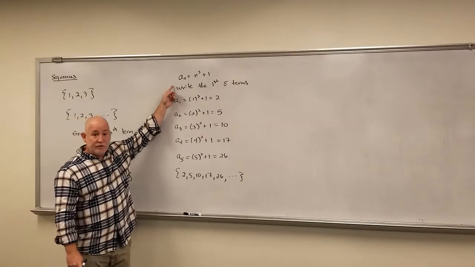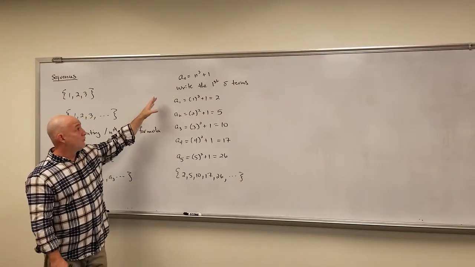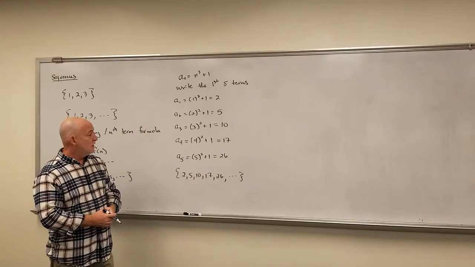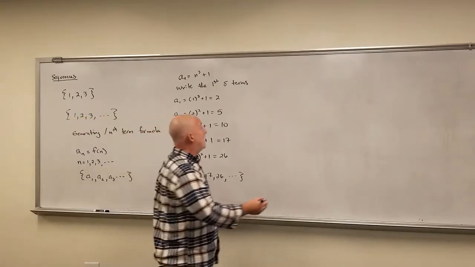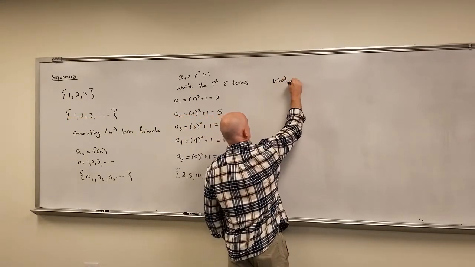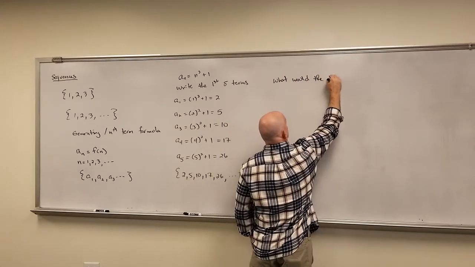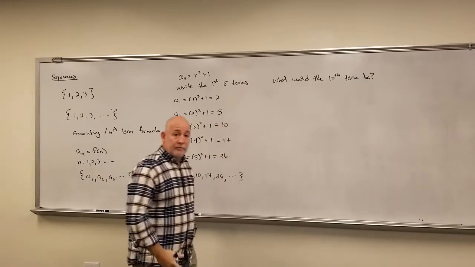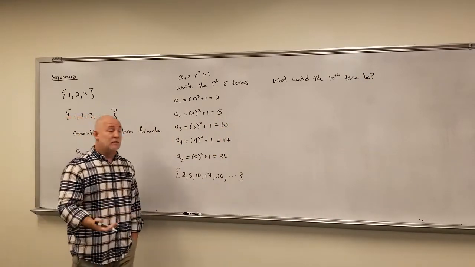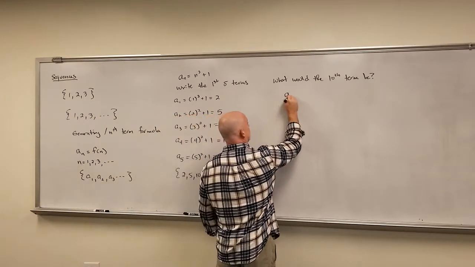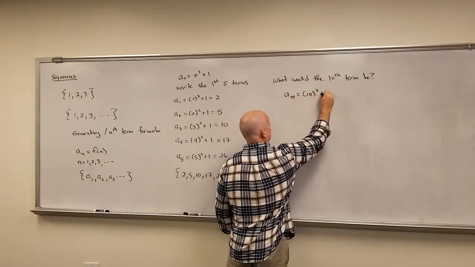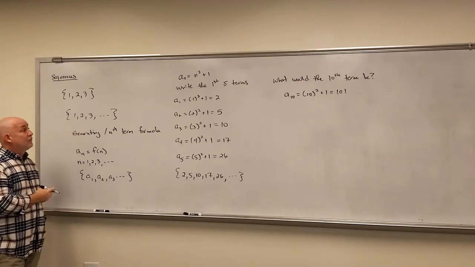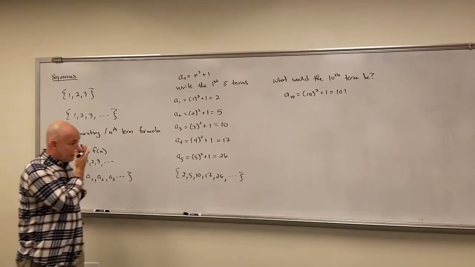Now, the nice thing about having the generating formula or the nth term formula is you don't have to go in order to list them all out. I could say, what would the 10th term be? Well, the good news is that if we have a generating formula or the nth term formula, all we're looking for would be a sub 10, 10 squared plus 1, which would be 101. So you can find any term in a sequence if you have the generating formula or the nth term formula.